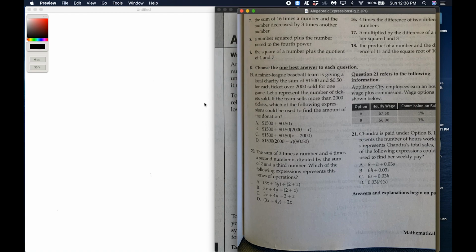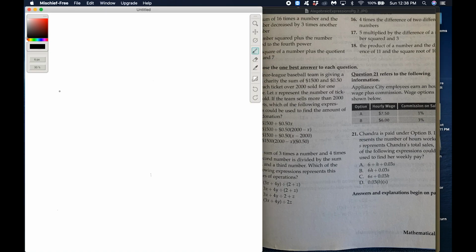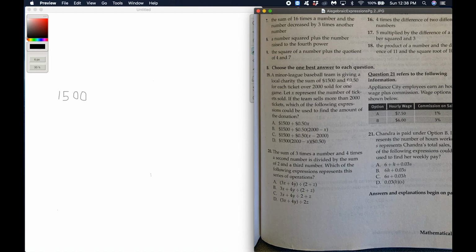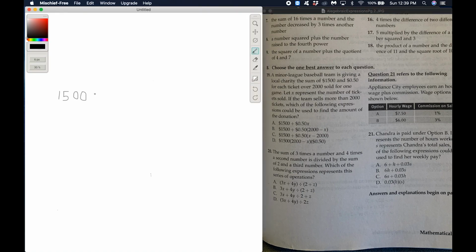So let's try and write this out. A minor league baseball team is giving a local charity the sum of $1,500. Okay, so we'll start with $1,500 and 50 cents for each ticket. So we see "and" there, so we know it's addition. And 50 cents for each ticket over 2,000.